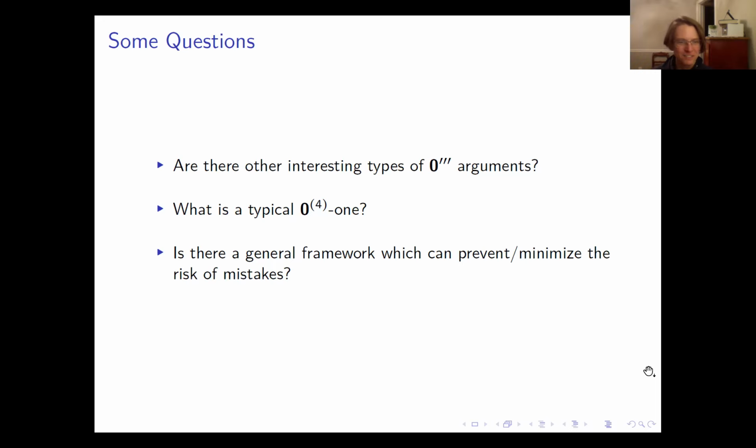So the floor is open for questions or remarks and discussion. Can I ask a couple of questions? Yeah, sure.